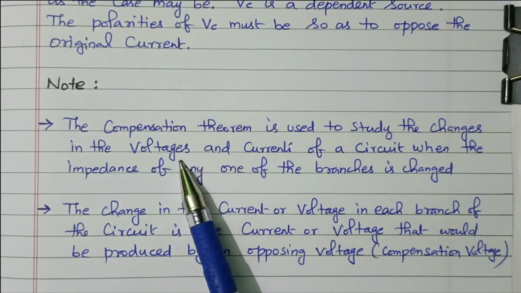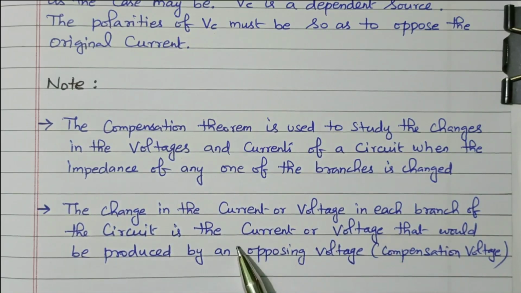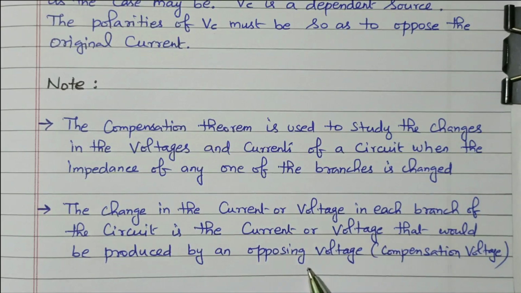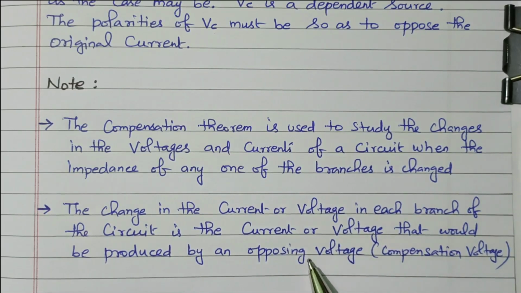How will the voltage and current be affected? The change in current and voltage in each branch of the circuit is the current or voltage that would be produced by the opposing voltage. It's called an opposing voltage. That's why we are connecting the compensated voltage in a reverse order, opposing order, right?